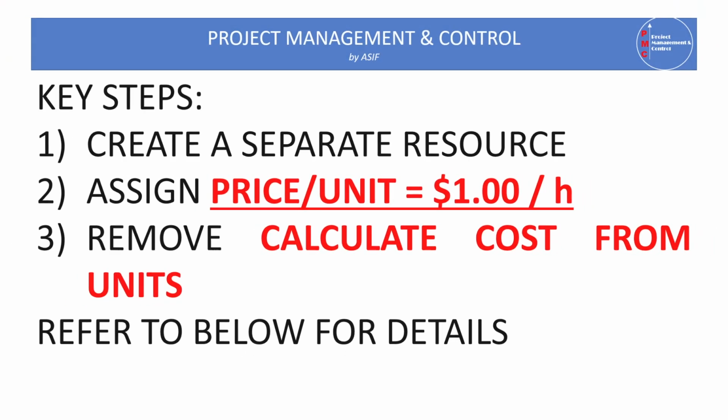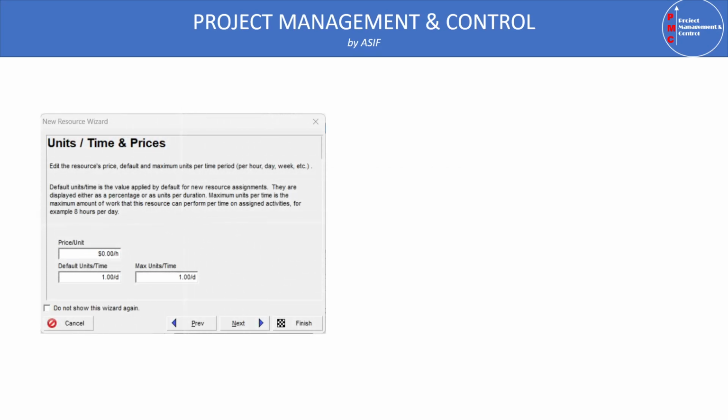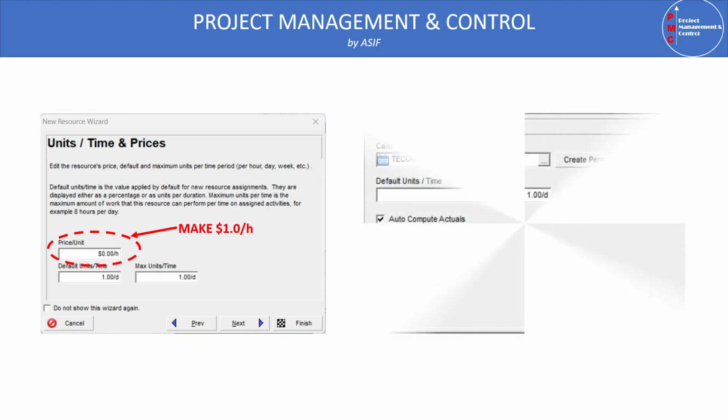You can see on my screen now we have two options. One is units per time and prices. Here you have price per unit. Make sure to make this price per unit $1 per hour.